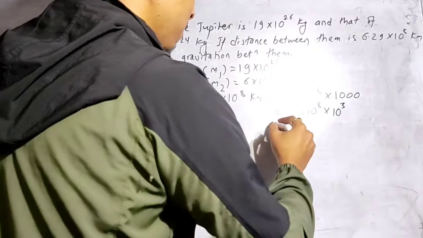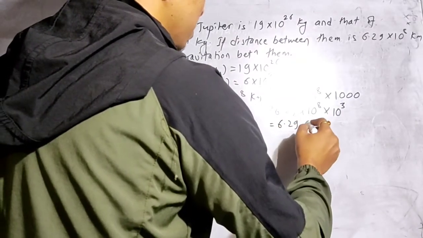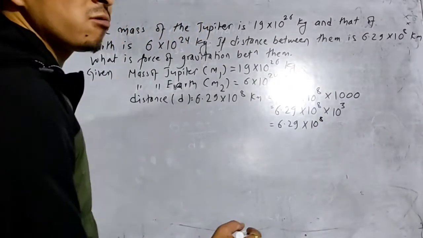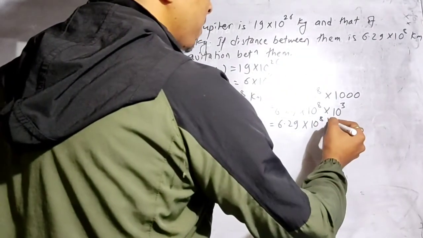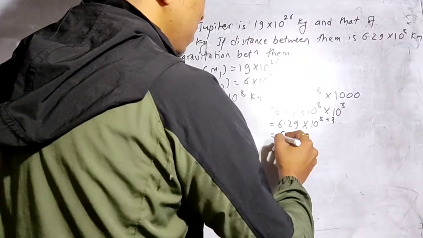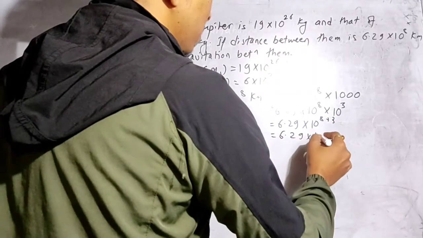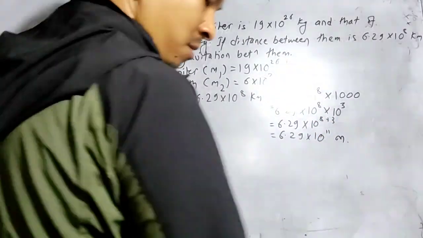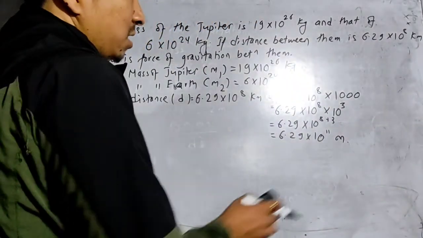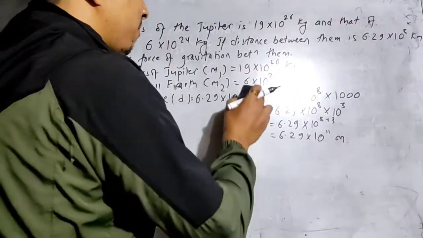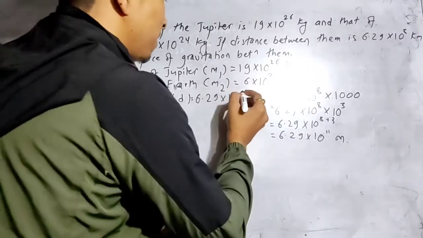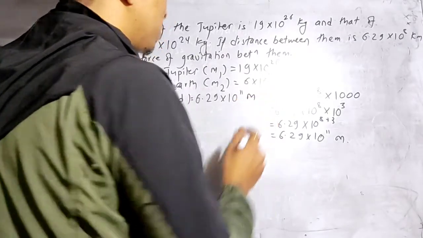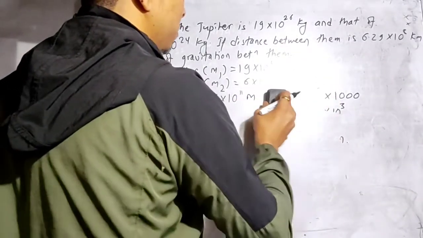You know that one. 6.29 into 10 power 8 and 3, the powers get added. I have shown this so that you can clearly understand. 8 plus 3 is 11, so 6.29 into 10 power 11 meter. Let's remove this kilometer and write down meter here. I have converted this.